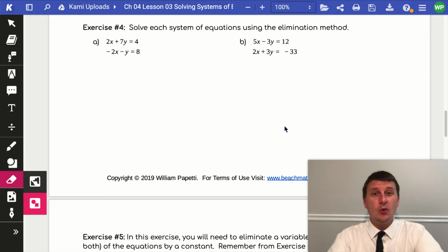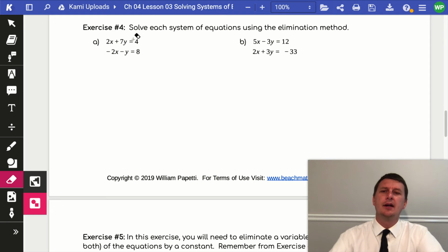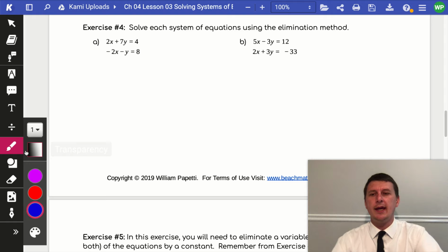And in this video, we're going to look at two different exercises where we're going to solve the system of equations using the elimination method. So our first part of the exercise, part A over here, has 2x plus 7y equals 4 and negative 2x minus y is equal to 8.